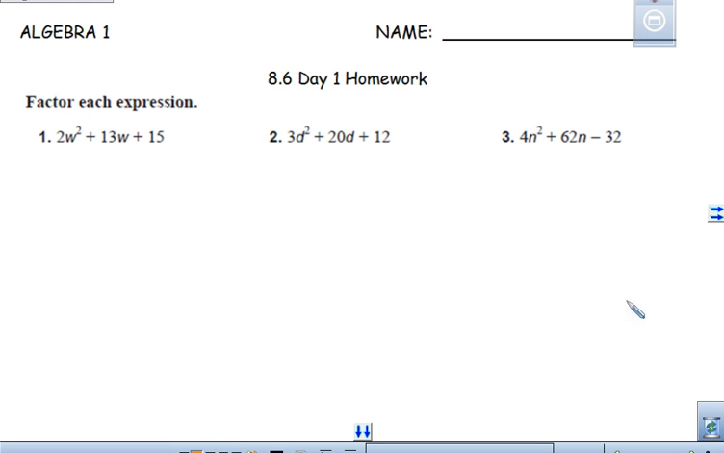So what we're going to do today is we're going to start lesson 8-6. So on the front page, that's all 8-6, and after that is what we've learned in the past. So please do not work ahead, as then you will not know how to do 8-6.